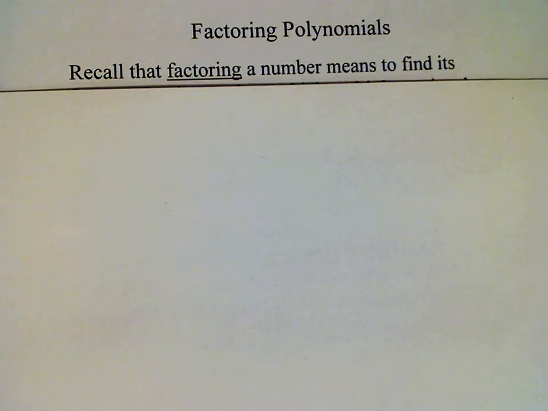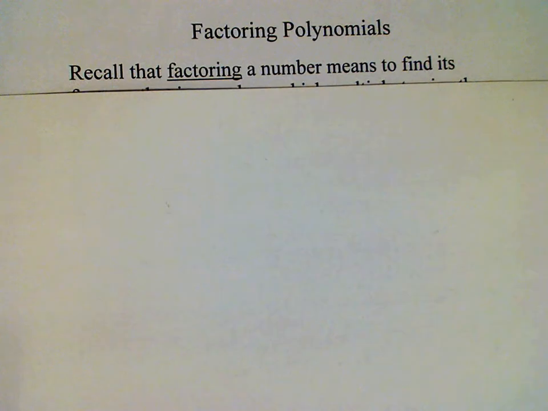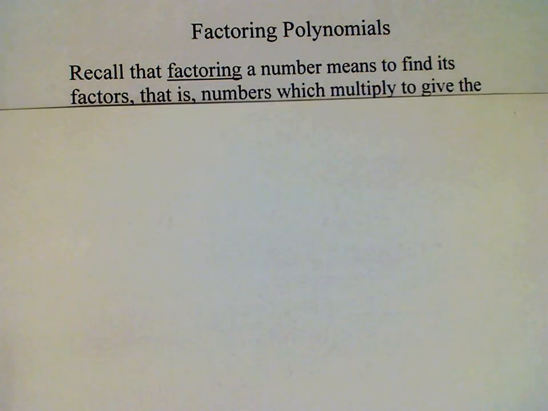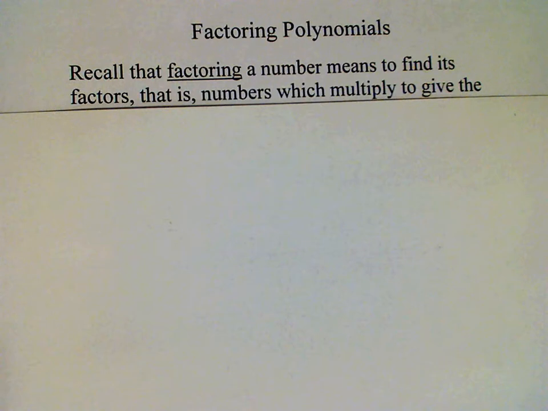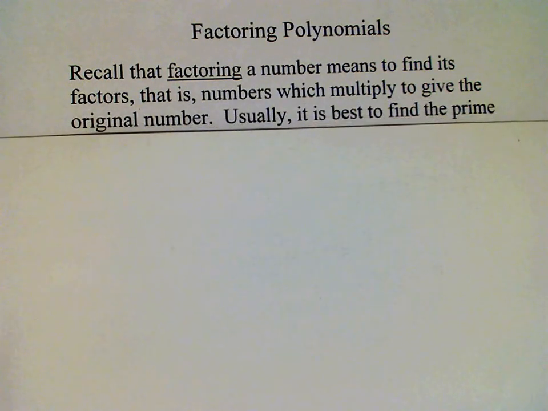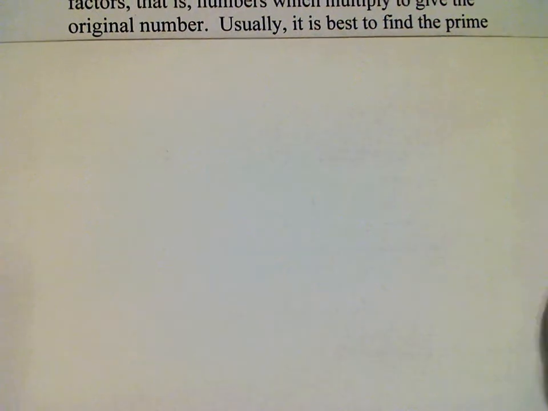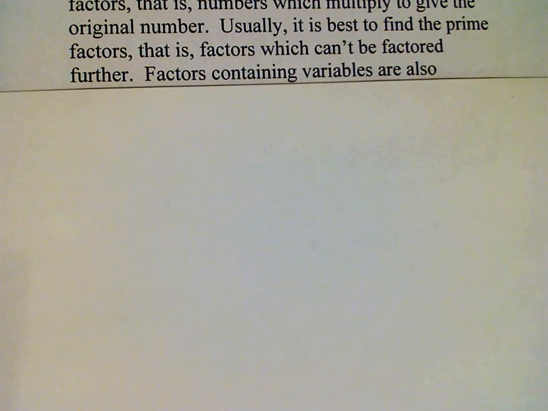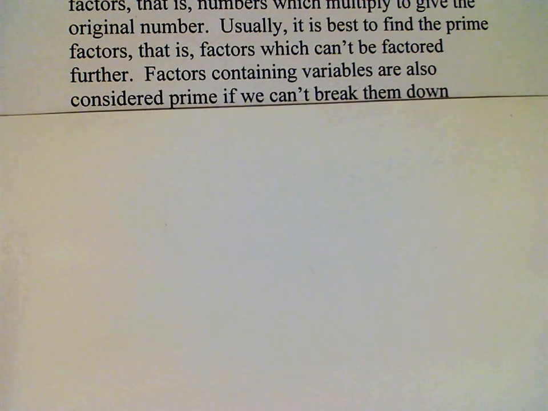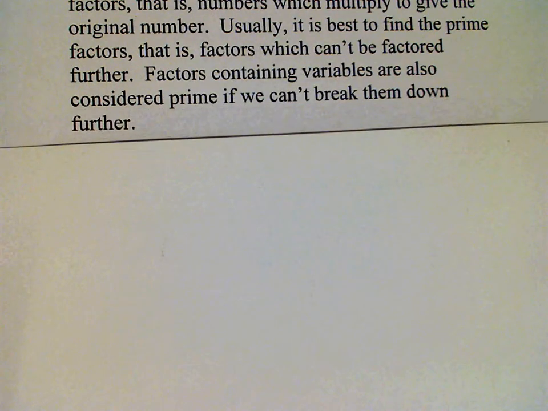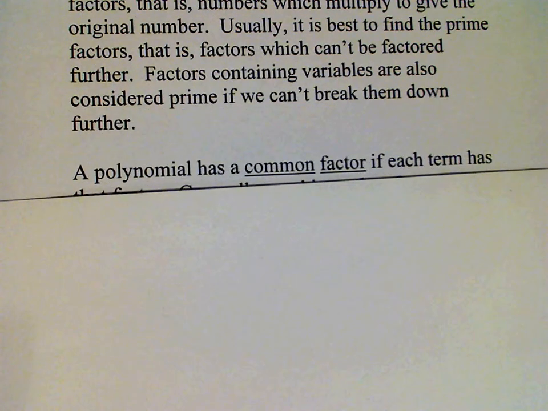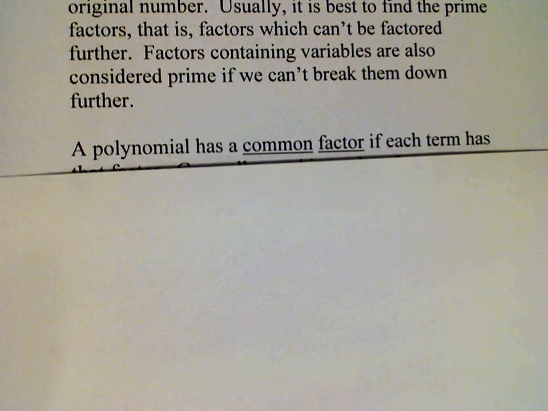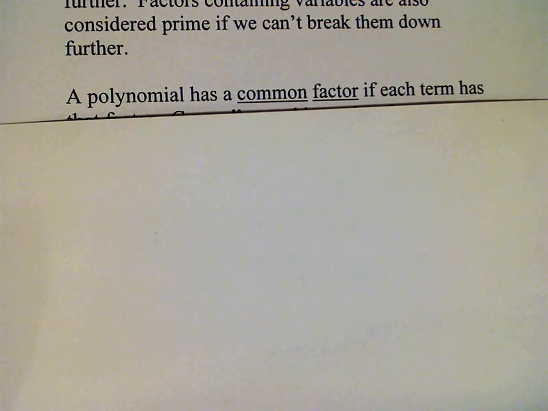Remember early on we looked at factoring numbers, and we saw that what that means is to find factors, namely numbers, which will multiply to give the original number. And usually in doing this we will be interested in finding the prime factors. Now, factors which contain variables are also considered prime if we cannot break them down any further. And so we're going to look at factoring of polynomials now.